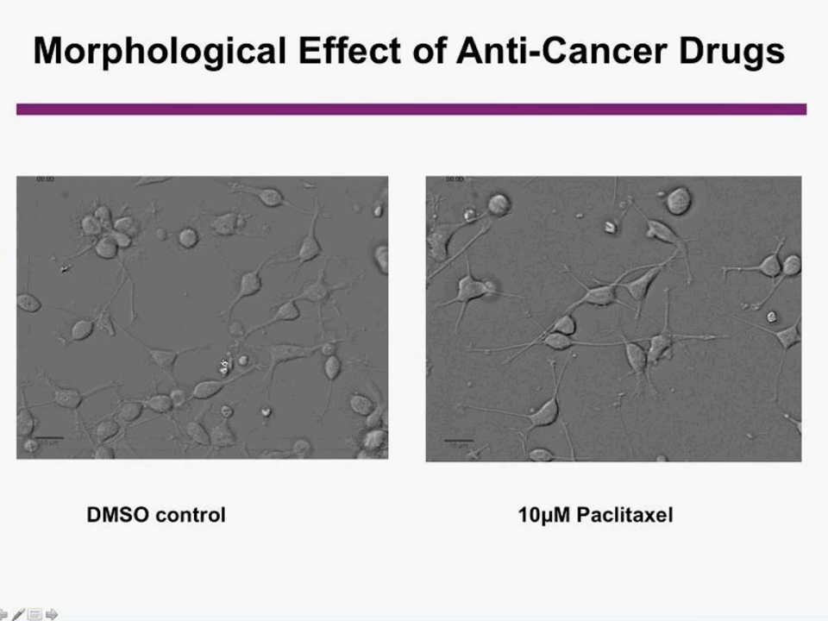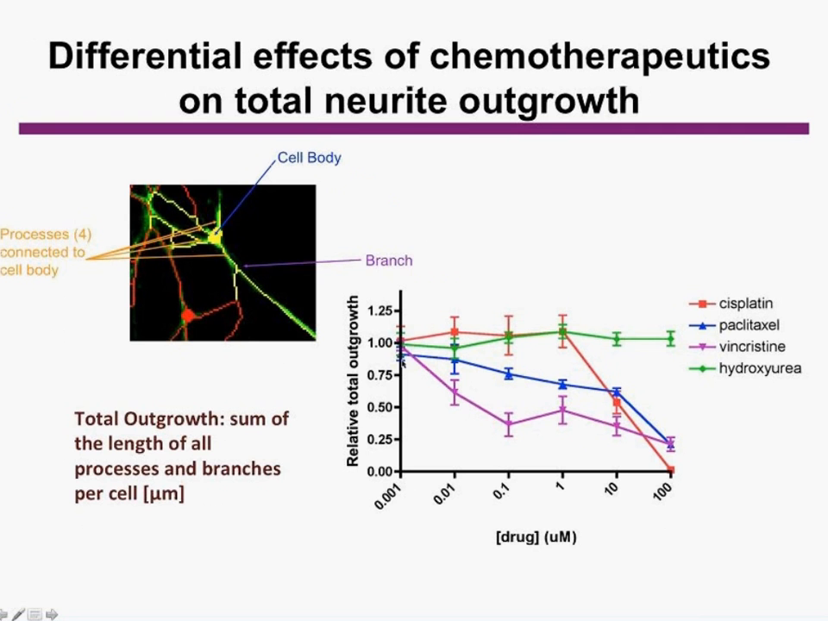Vincristine is an agent that causes very severe neuropathy clinically, and it's also shown here to be the most neurotoxic compound. You can see even at nanomolar concentrations, you're seeing quite a dramatic effect. Paclitaxel is intermediate.